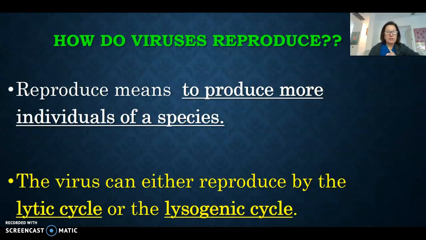Sorry. So how do they reproduce? Reproduce means to make more of a species, right? So every living thing makes more. Dogs have puppies, people have babies, so reproduction is just making more. So the virus, since it's not living and it has to use a host cell in order to multiply, there's two types of cycles. There's your lytic cycle and your lysogenic cycle.